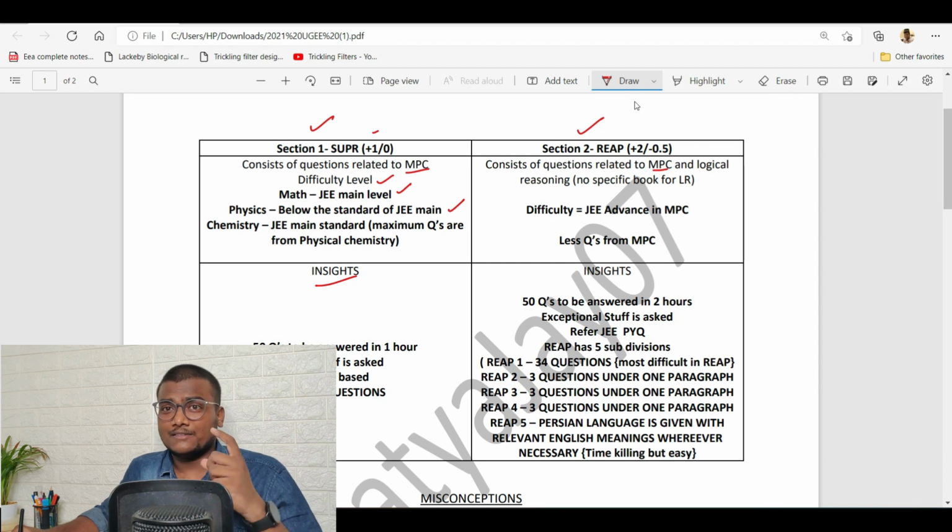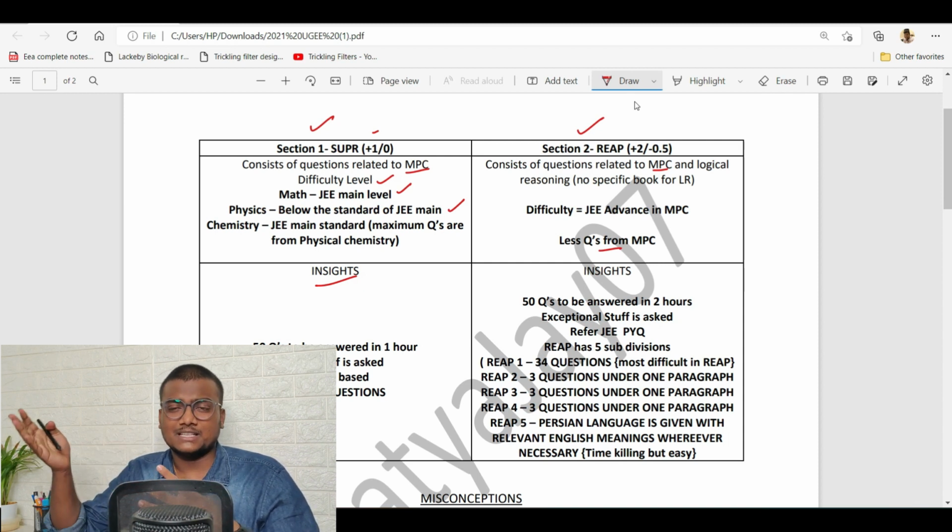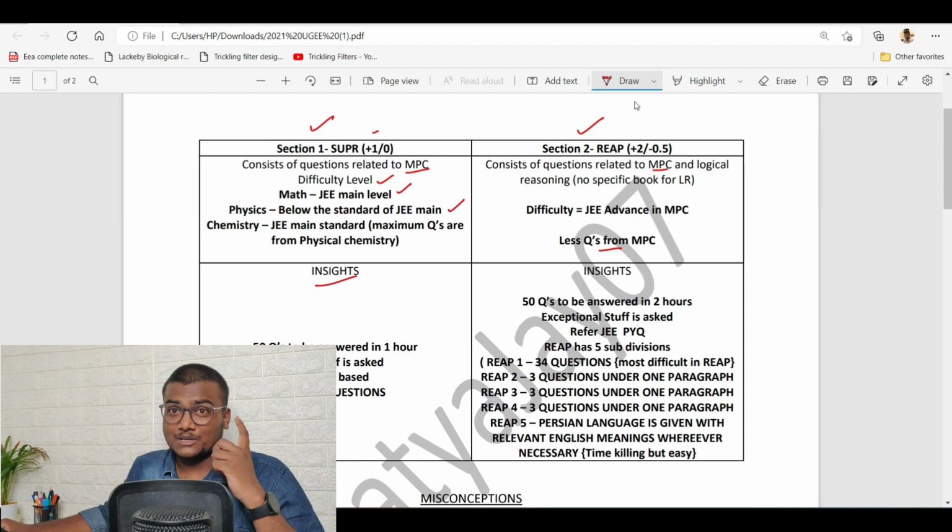In this REP also, you can expect MPC questions like maths, physics, chemistry questions. The difficulty level you can expect is JEE Advanced. Fewer questions from MPC will be asked. Majority of questions will be paragraph based, different language, logical reasoning, research related, all those things will be there. So you need to use your brain a lot.